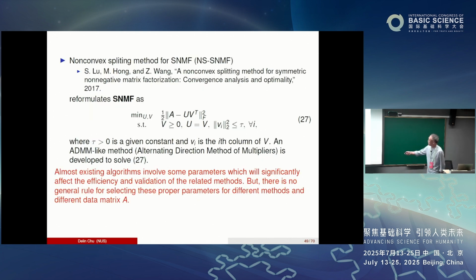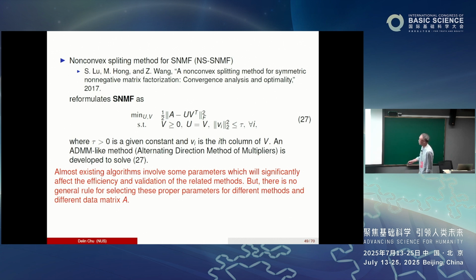Well, if we consider solving this minimization problem, there is a very good theoretical result. There is an upper bound for tau, so that the KKT points or stationary points of this minimization problem are the KKT points or stationary points of the original symmetric non-negative matrix factorization problem.